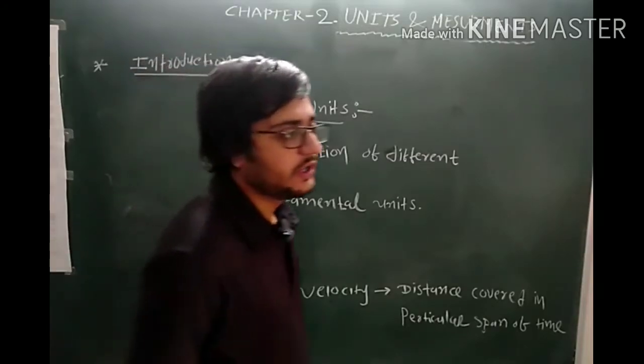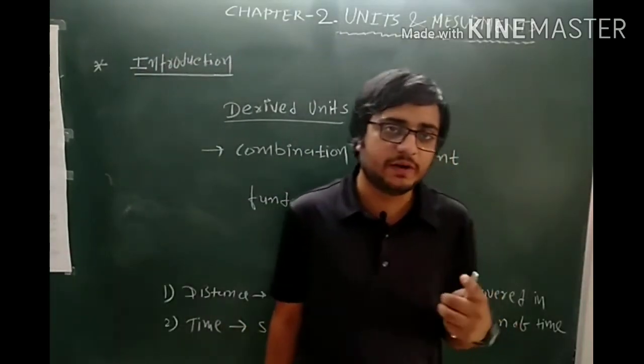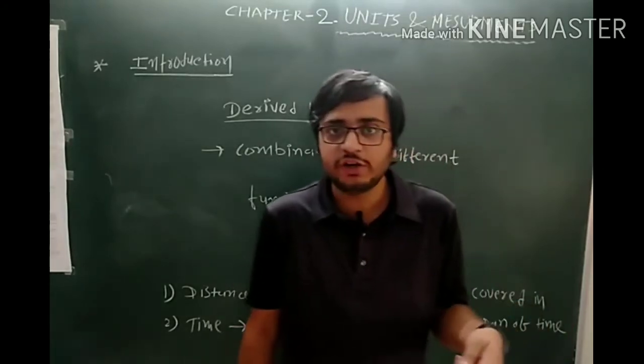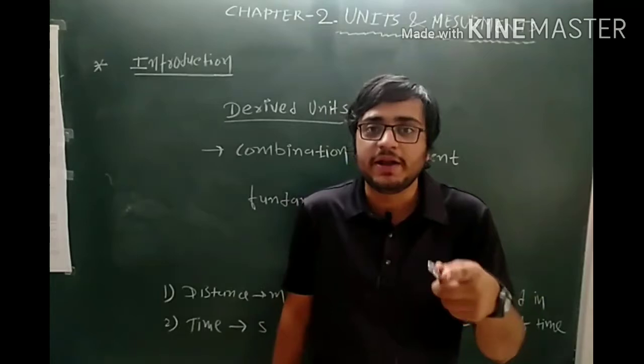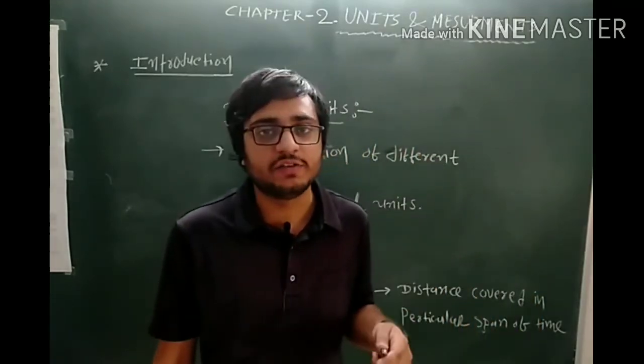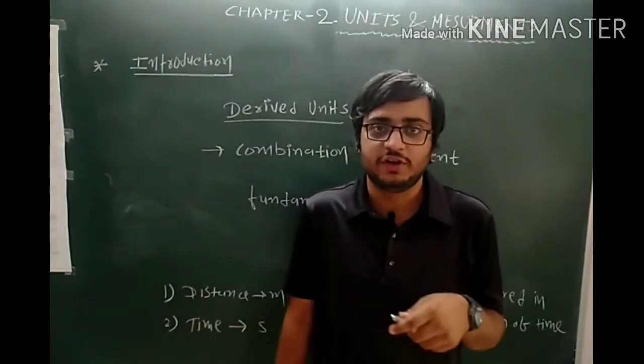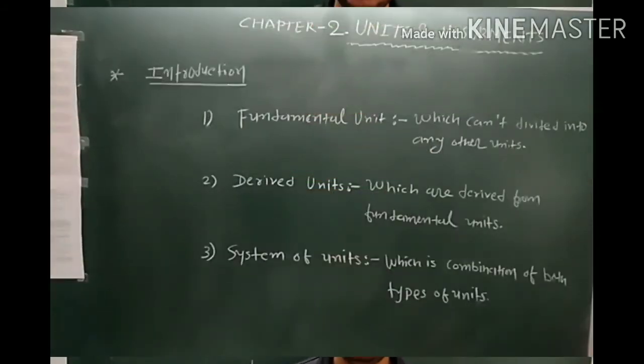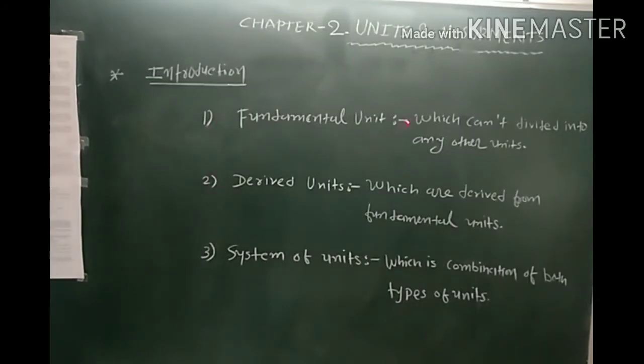Now here we have to understand three things. First is fundamental units, which cannot be divided into any other units. Then derived units, which are combinations of fundamental or base units. And the last one is the system of units, SI units, which is a combination of both fundamental and derived units. Please note down these three things.